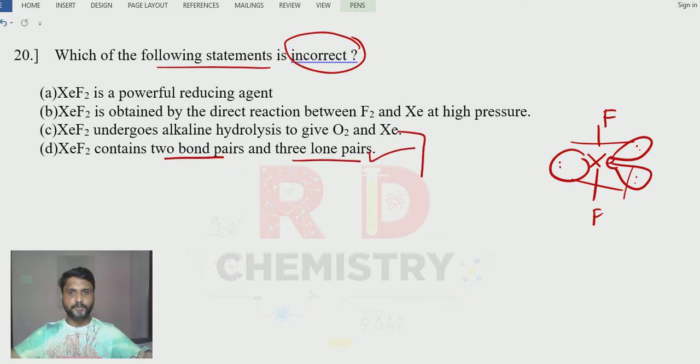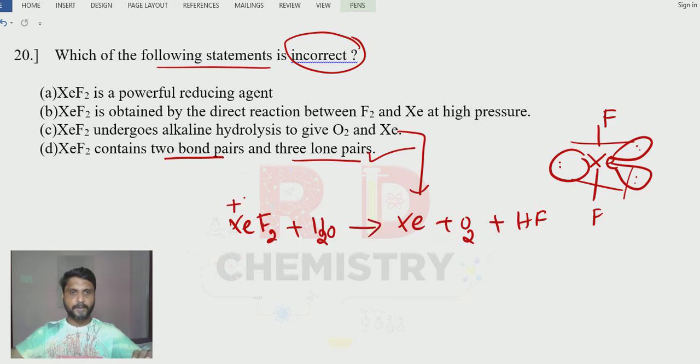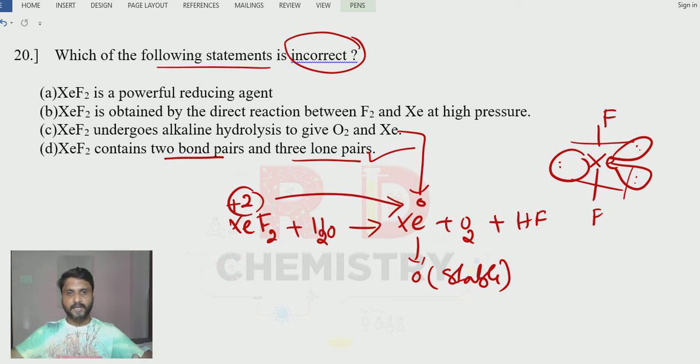Now see the C option also. It gives rise to Xe plus O2. The next molecule will be HF. Correct? And HCl. Now this has come from XeF2 reacting with water, hydrolysis. Now here it is in +2 state, and becomes xenon in 0 state. You know that xenon is stable and it has the octet structure. These are the noble gases, so it becomes 0 state here. Correct? That means it undergoes reduction. If it undergoes reduction, it should be a very good oxidizing agent. Right?